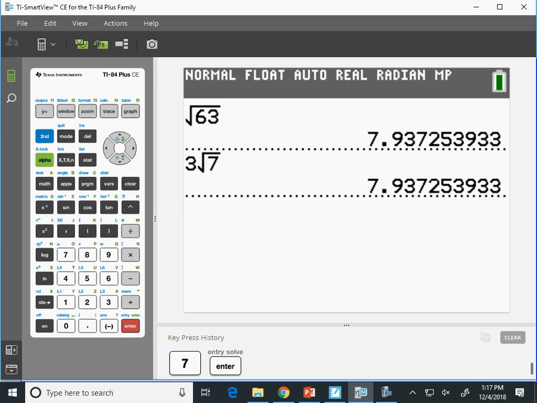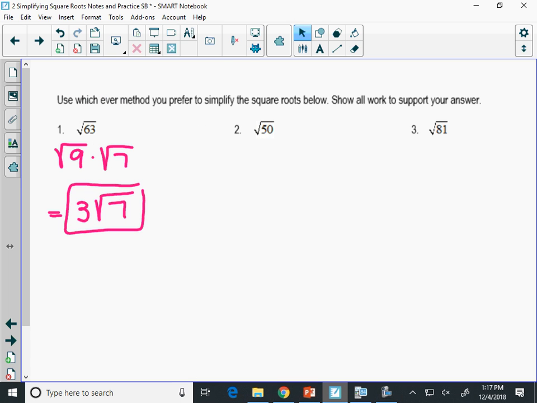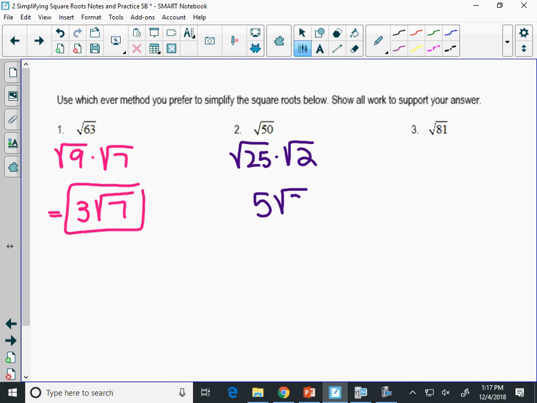Okay? So when I look at the next one here, I have radical 50. What's the biggest perfect square that goes into 50? 25. So you write radical 25 times radical 2. And what does that simplify to be? 5 radical 2. Yeah. I forgot. All right, what about radical 81?